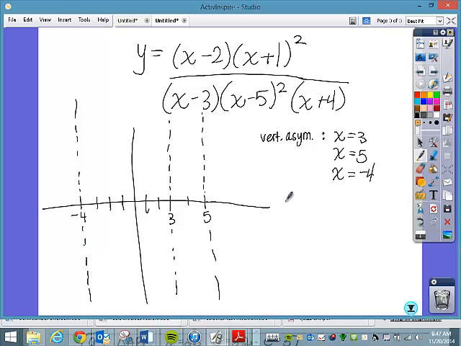All right, where do I have x-intercepts? Or zeros, or roots, whatever you can call them. X-intercepts, I have to go check my numerator. Where's my numerator equal to 0? My numerator is equal to 0 at x equals 2, so I have an x-intercept at 2, 0. And my numerator is equal to 0 at negative 1, so I have an x-intercept at negative 1, 0. So I'm going to go graph those. I have an x-intercept at 2, 0, and an x-intercept at negative 1, 0.